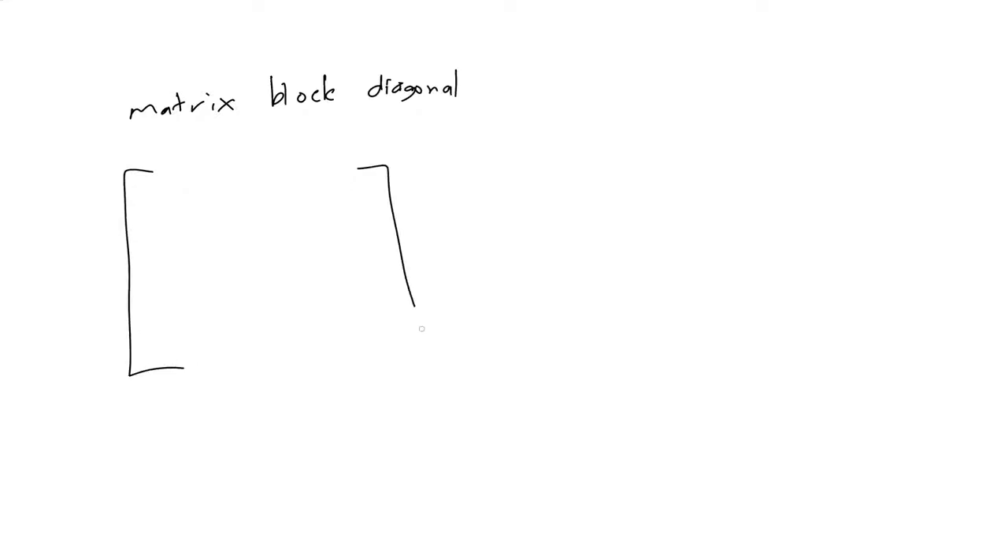Next one. What if I told you that the adjacency matrix of a graph was block diagonal? Ooh, what would that tell you about the underlying graph? So let's make one here. Let's say I've got a matrix, and we'll label our nodes A, B, C, D, E, and F. And let's say we've got A, B, C, D, E, and F up here.